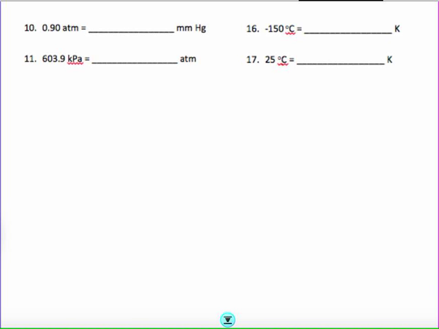Okay, so I'm going to go over some problems from the 6.5 Gas Laws Review Sheet. First ones I'm going to go over are some of the conversion problems, numbers 10, 11, 16, and 17. First, let's go over the pressure conversions.